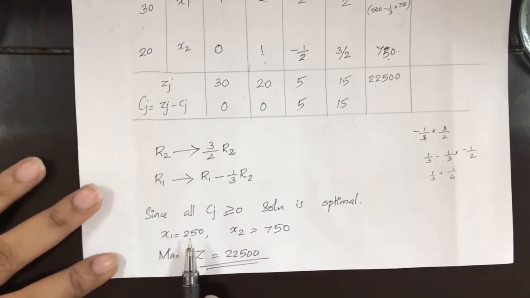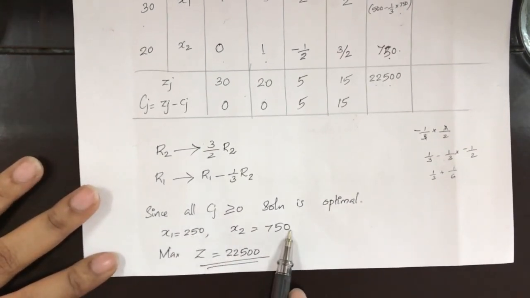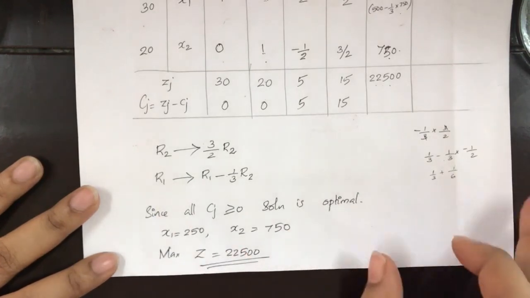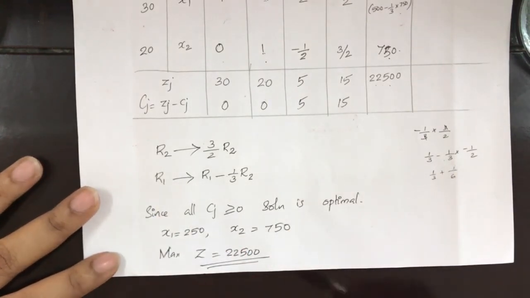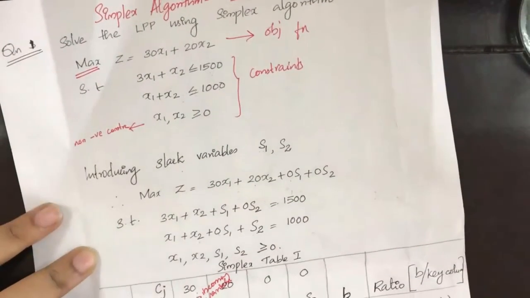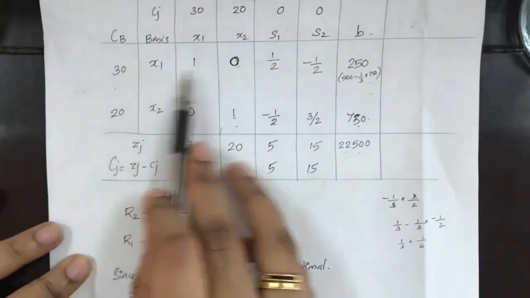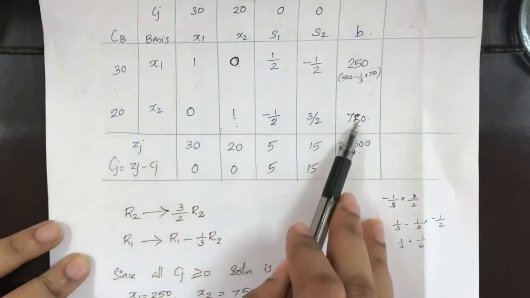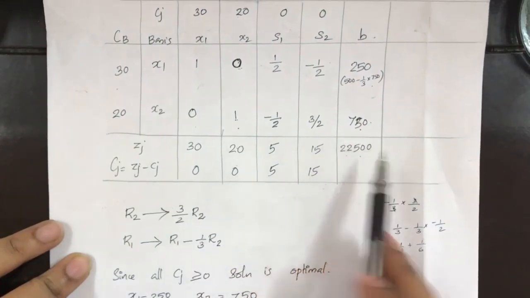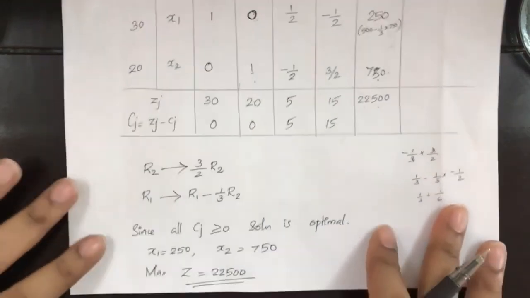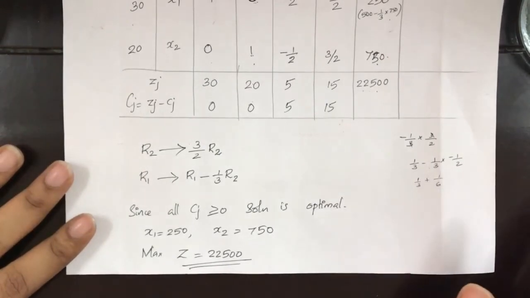Otherwise you can substitute these 250 and 750 in the objective function, that is 30x1 plus 20x2 plus 0s1 plus 0s2. If you substitute x1 equal to 250 and x2 equal to 750 in the objective function, we get 22,500. So x1 is equal to 250, x2 equal to 750, and Z max is equal to 22,500. This is the optimal solution.